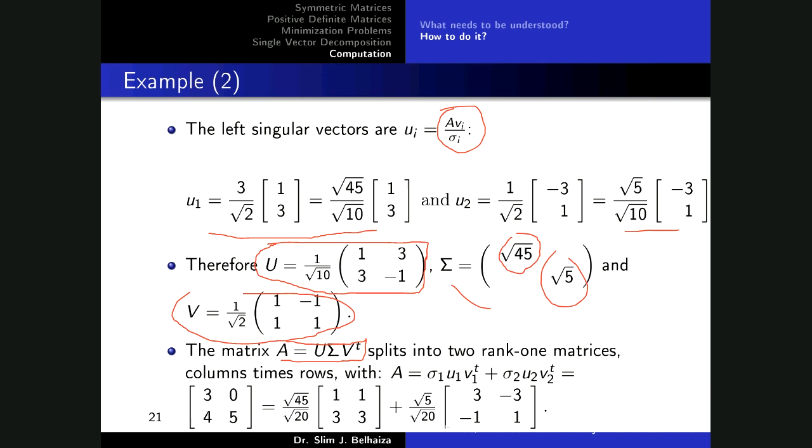If you do so, this is A, basically. This A, (3, 0; 4, 5), would be written as the first part, which is root of 45 over root of 10 times (1, 3; 1, 3). And the second part, which is root of 5 over root of 20, if you do the multiplication, (3, -1; -1, 1). Got it? So we were able to write this non-symmetric matrix as the sum of two rank 1 matrices. Okay, guys?